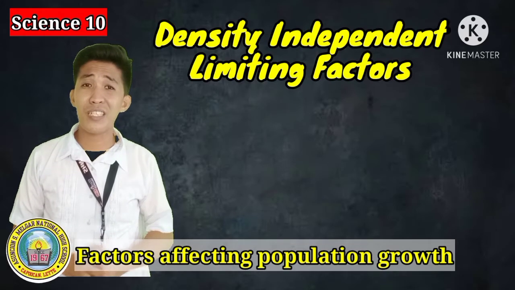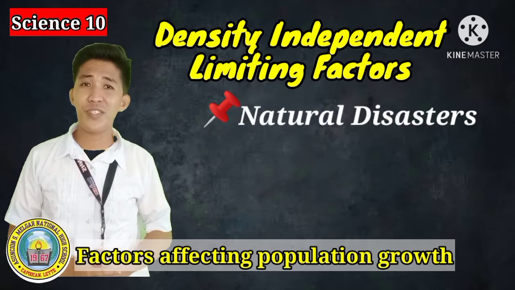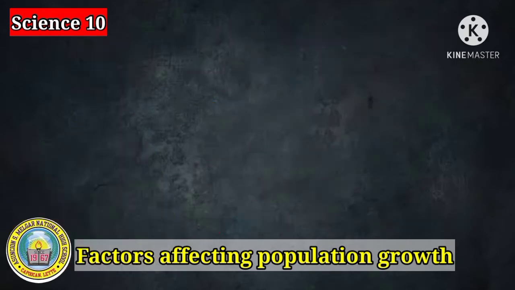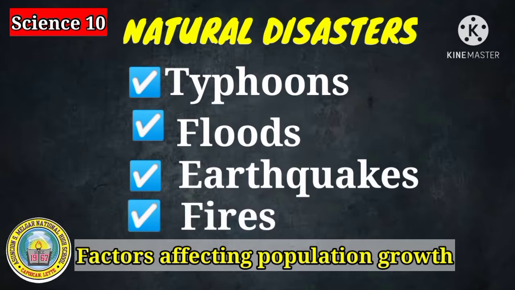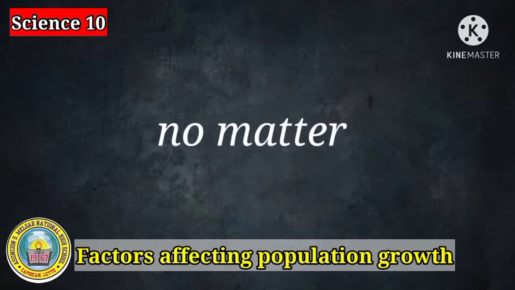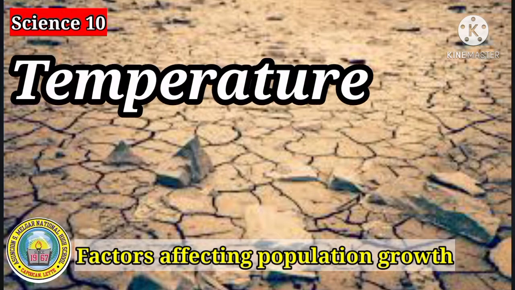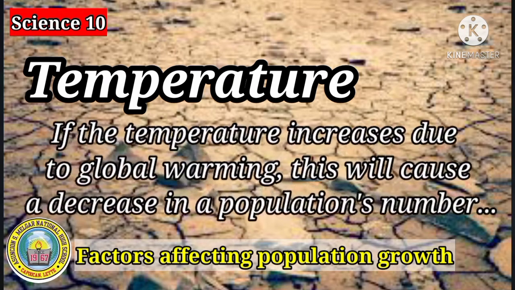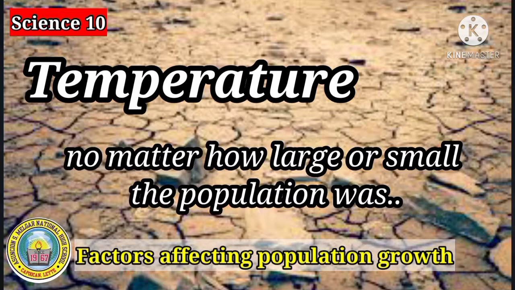Density-independent limiting factors that can stop a population from growing can be such things as natural disasters, temperature, sunlight, and human activities in the environment. Natural disasters such as typhoons, floods, earthquakes, and fires will stop a population from growing no matter how many organisms are living in a certain area. The same goes for the temperature of an area and the amount of sunlight it receives. If the temperature increases due to global warming, this will cause a decrease in a population's number, no matter how large or small the population was to begin with.